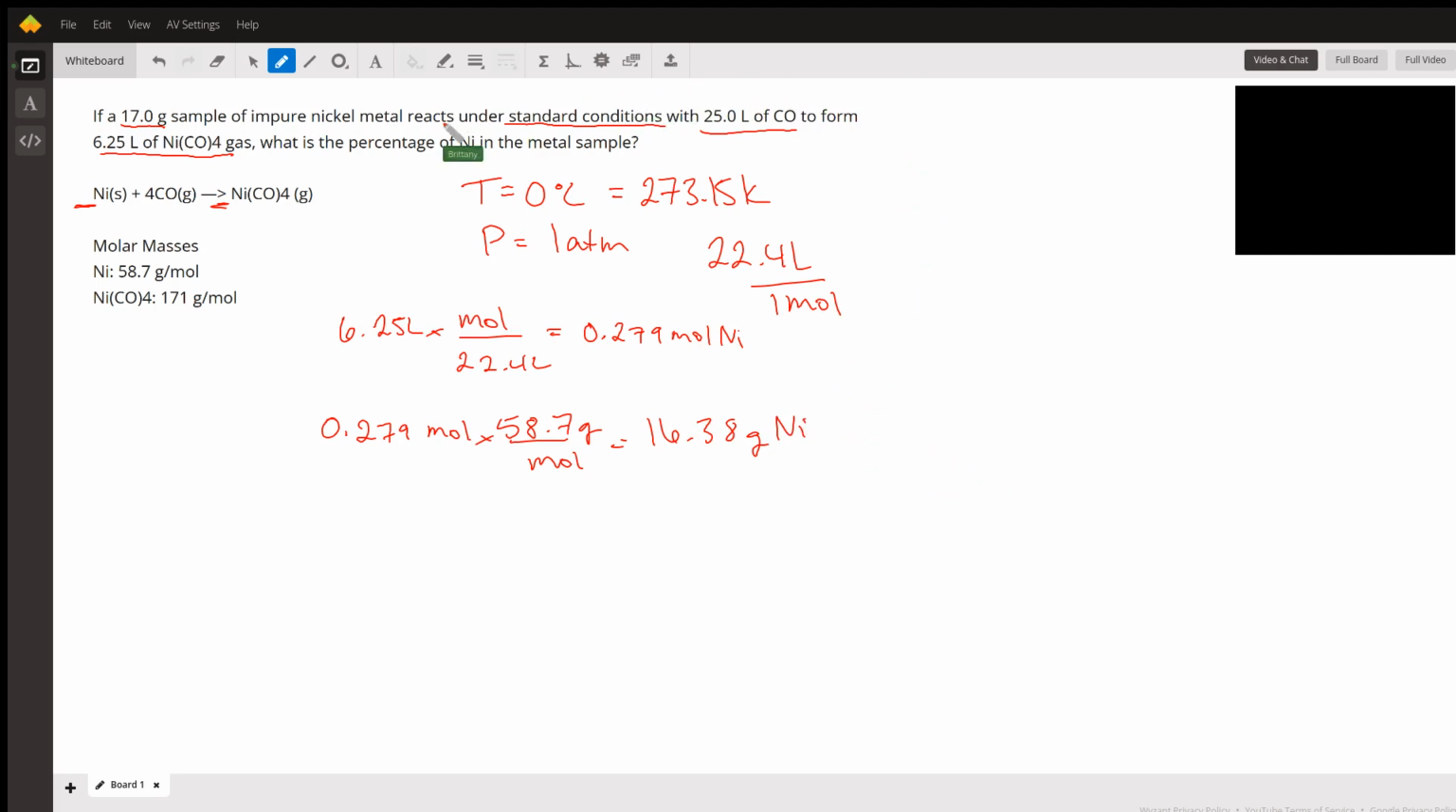Now, converting that into the percentage of nickel in our sample, we know that we had a 17-gram sample, so we'll say 16.38 grams of nickel in the 17.0 gram sample, multiply it by 100 to get it as a percentage, and we get 96.3%. And that should be the correct significant figures as well, since we have 3 significant figures here and also here.